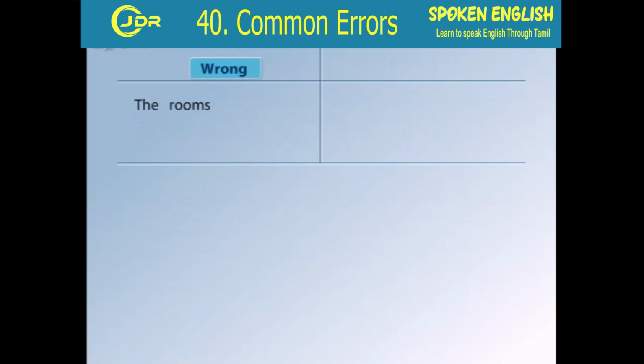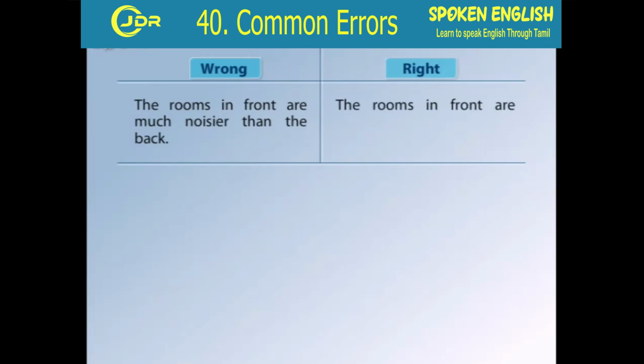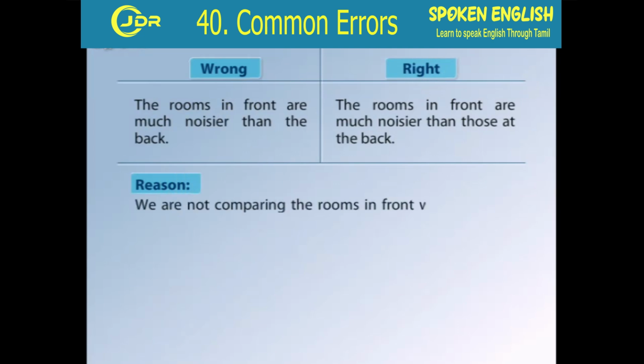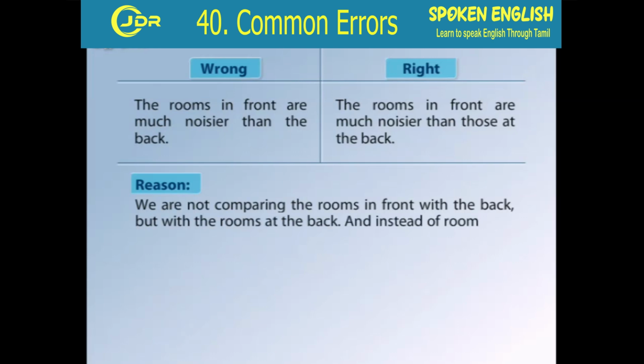Wrong. The rooms in front are much noisier than the back. Right. The rooms in front are much noisier than those at the back. Reason: we are not comparing the rooms in front with the back, but with the rooms at the back. And instead of rooms, the pronoun "those" is used.